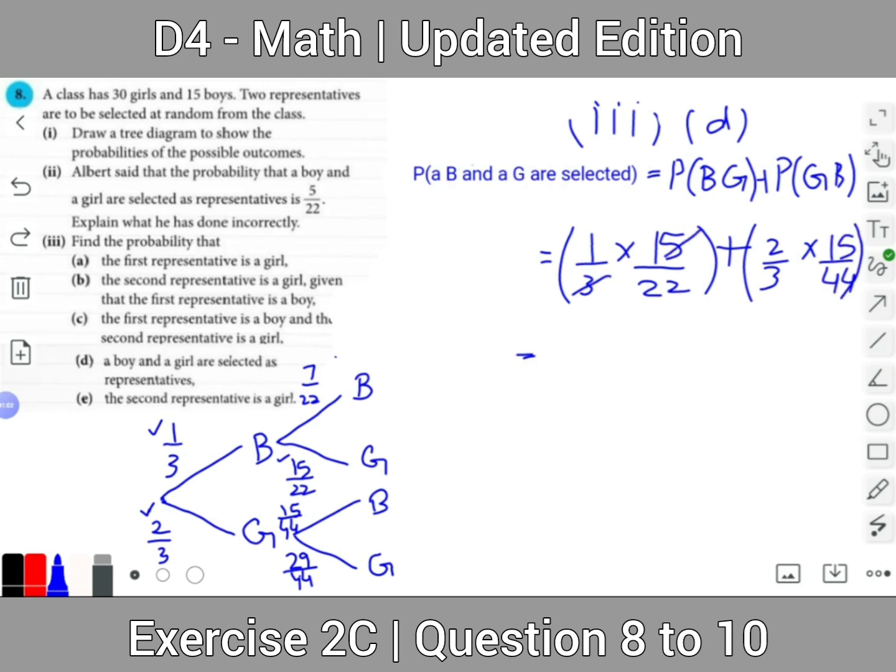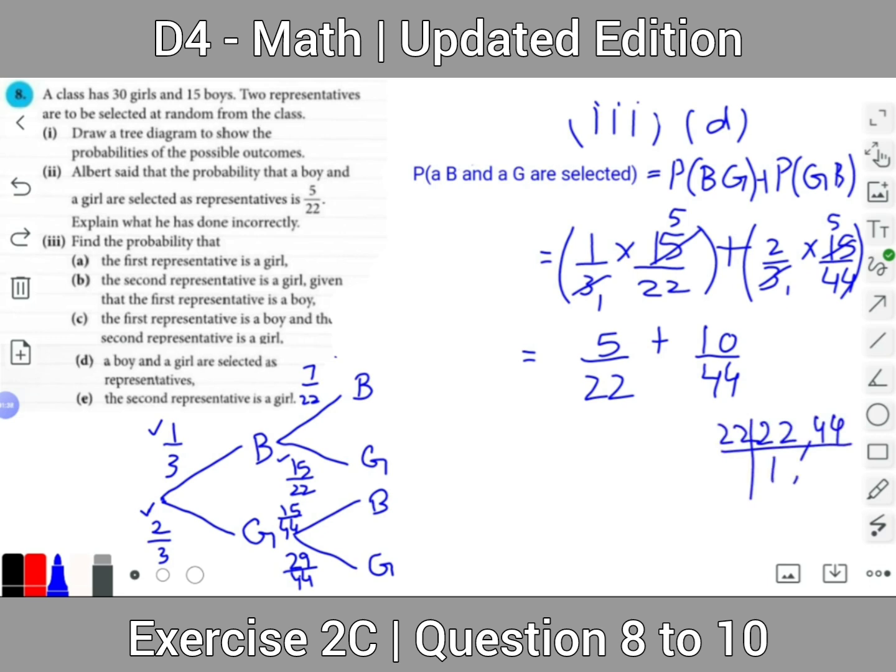Now after simplification, it will give us 5 over 22 plus 10 over 44. Now we will take the LCM here of 22 and 44. 22 ones are 22, 22 twos are 44.